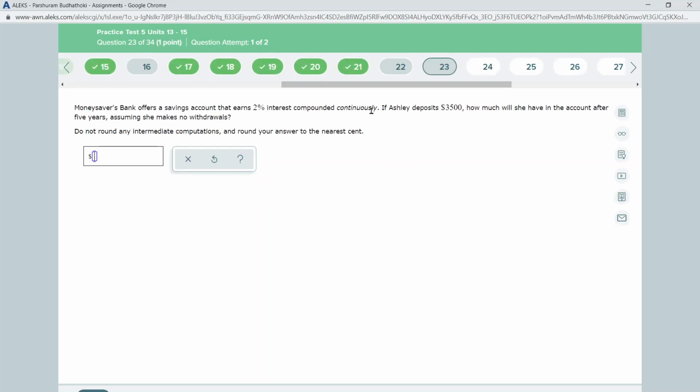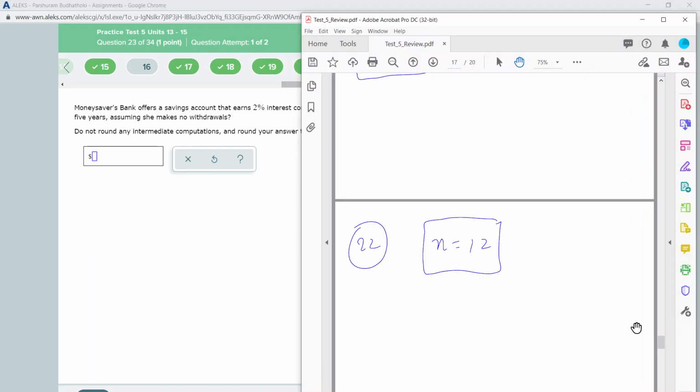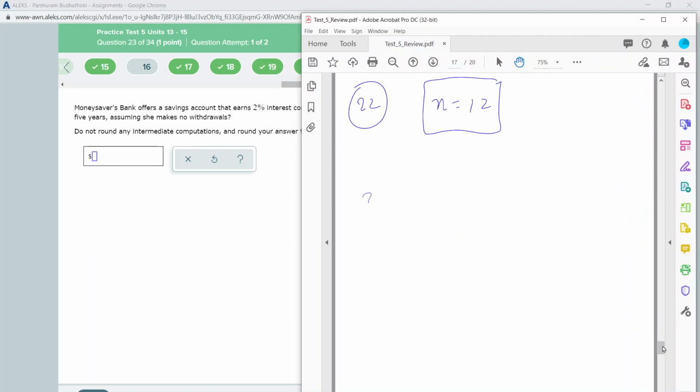This is a compounded continuously problem, so that means you have to use a different formula, the compounded continuous formula, which is A equals P times e to the power r times t.